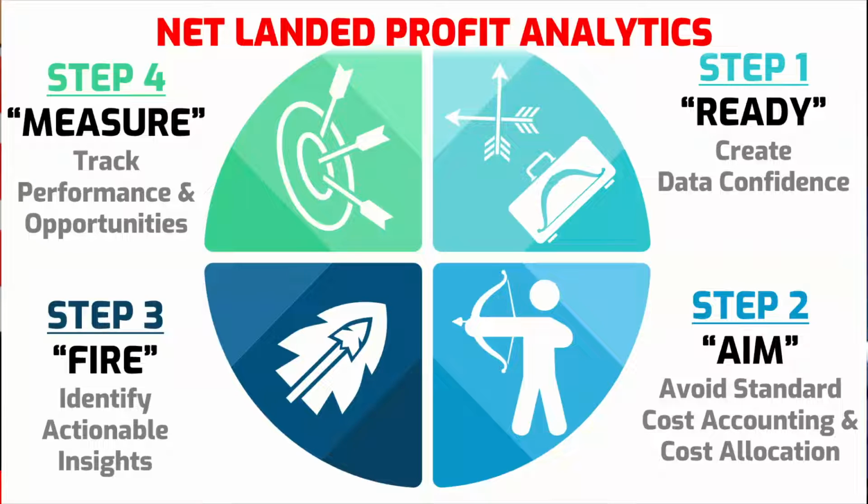To get there, we go through step 1, where we create data confidence. If you're going to make executive decisions of the import that we've been talking about to reduce profit leaks, then you're going to need to believe that the data is actionable. And then in step 2, we talked about AIM, which is where we actually create a net landed profit statement. It looks a little bit like an income statement, but it's different because we're not doing cost accounting, or at least we're avoiding as much cost allocation as we can and actually doing direct calculations from the transactional data.